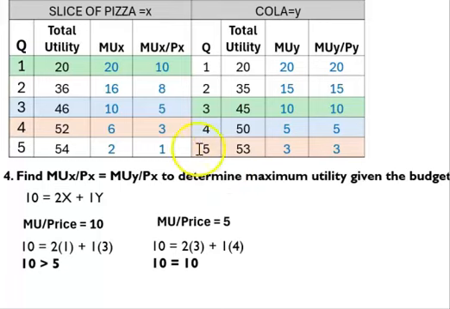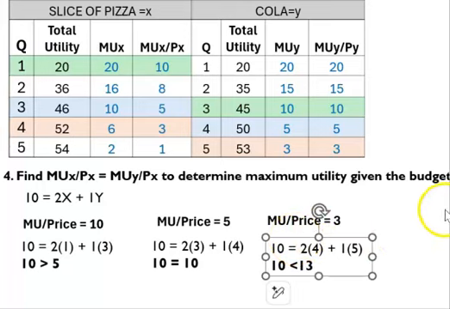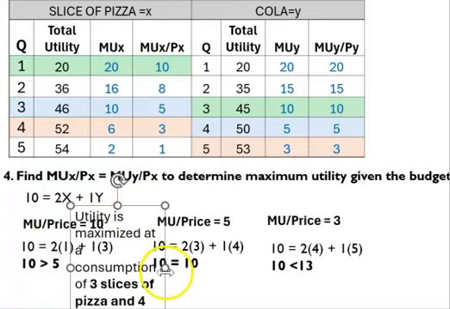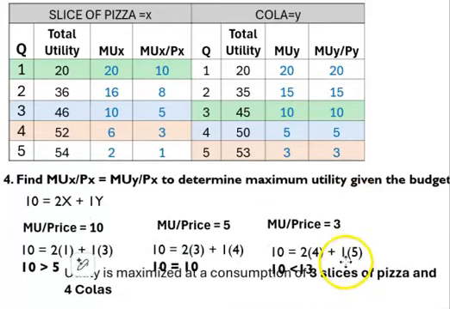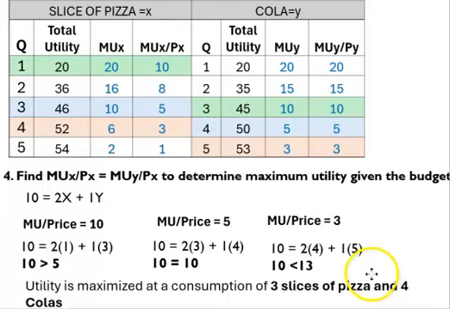But let us continue, because we also have the third option. Let us see what happens at 3. When we substitute, at 3 we have 4 slices of pizza and 5 collars, and this gives us 13, which is greater than 10. So we can conclude that the boy maximizes his utility when he consumes 3 slices of pizza and 4 collars.